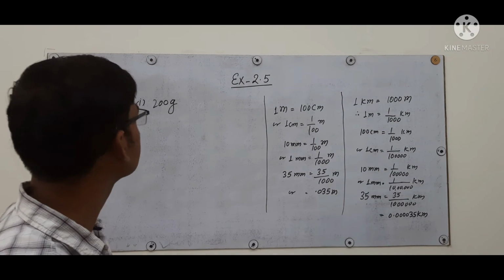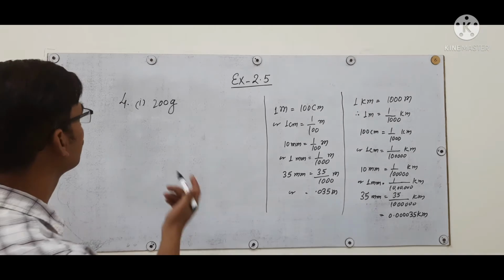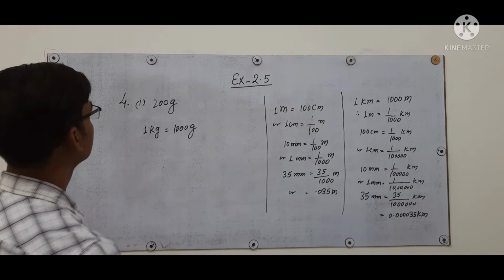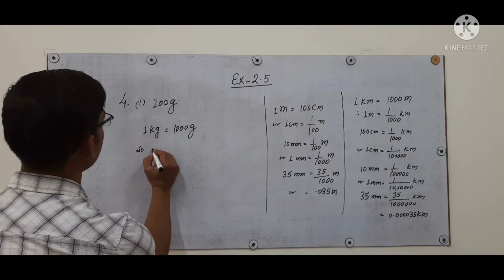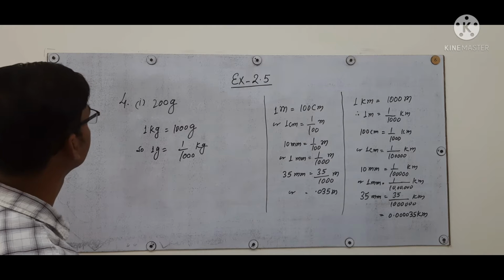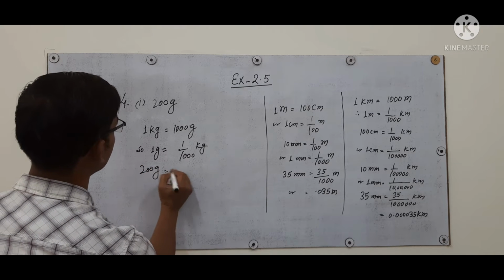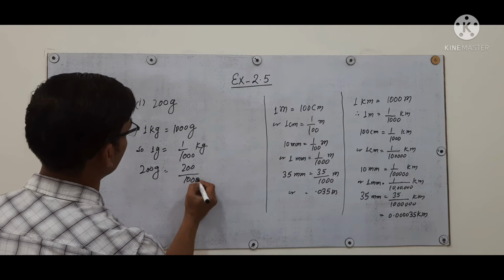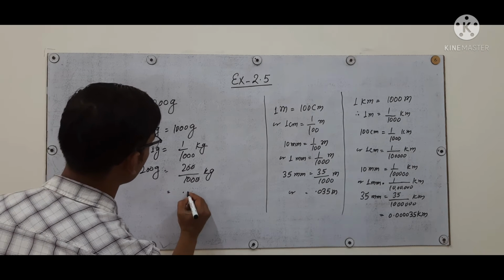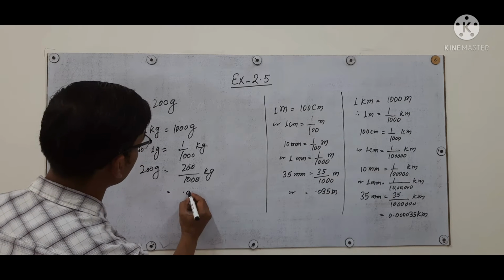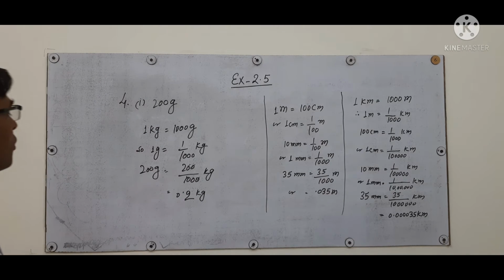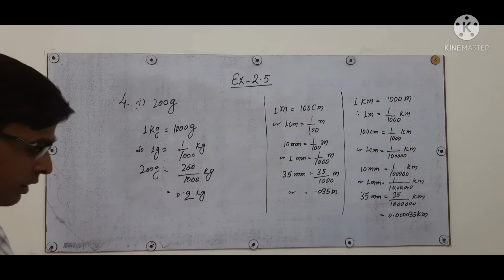It is a very easy question because generally we all go to the market and purchase things that come in either kilograms or grams. So we all know that 1 kilogram is equal to 1000 grams. So 1 gram will be equal to 1 upon 1000 kg. So 200 grams will be equal to 200 upon 1000 kg. So here we will cancel and it will be written as 0.2 kg. So 200 grams can be written as 0.2 kg.